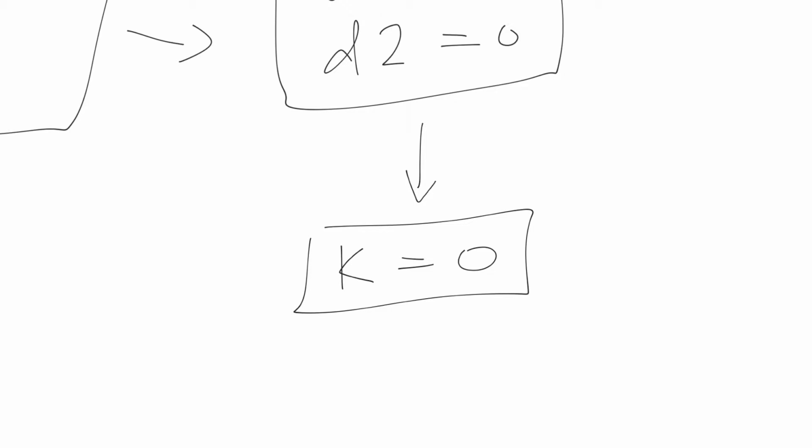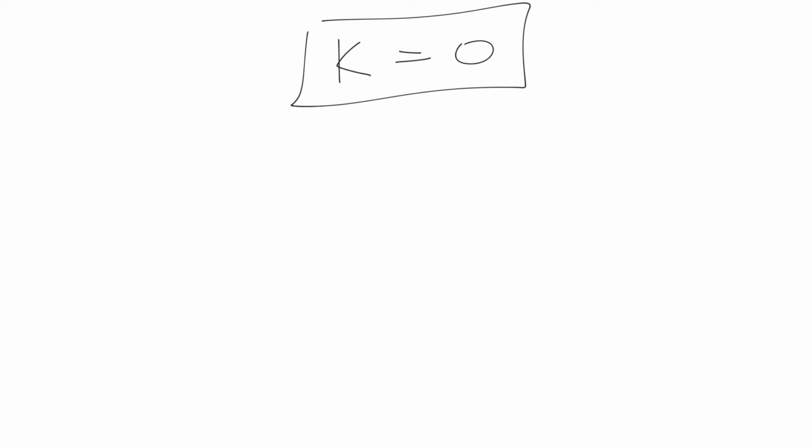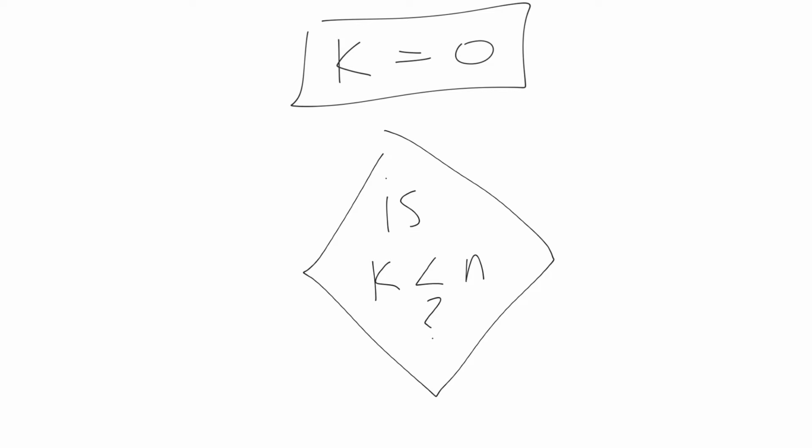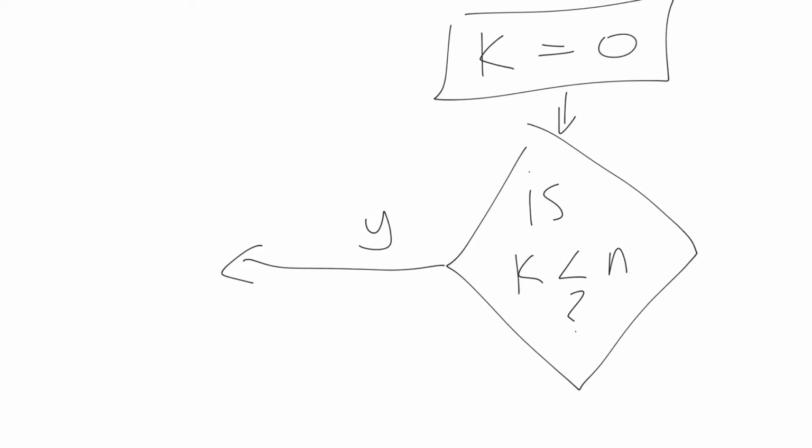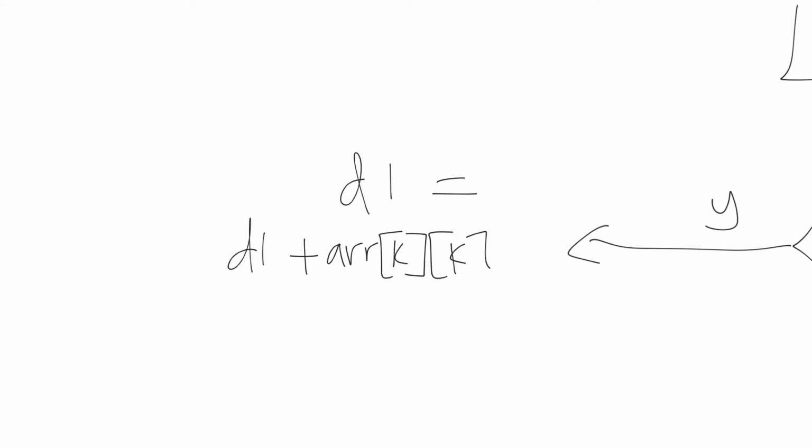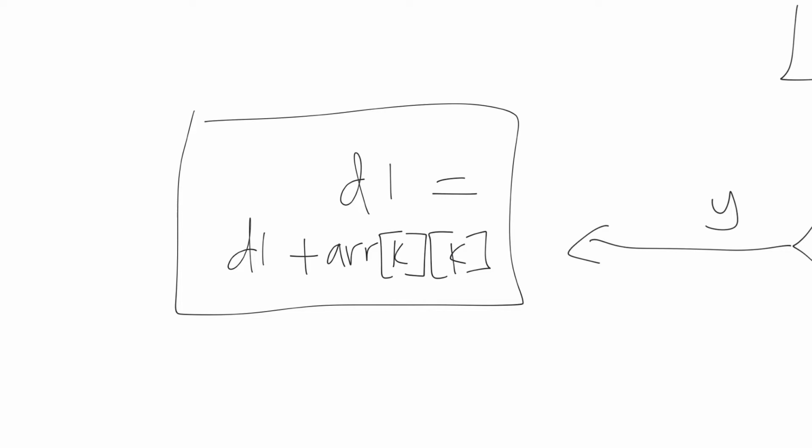Now we ask the question, is k less than n? If it is, what we need to do is sum up the first diagonal, which is going to go from top left to bottom right. So D1 is equal to itself plus our array at k and k. Cool. That was quite a simple one.